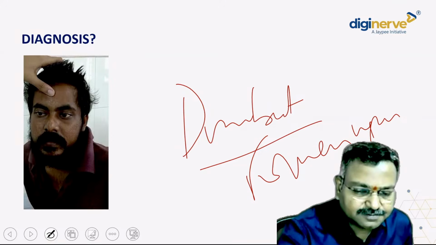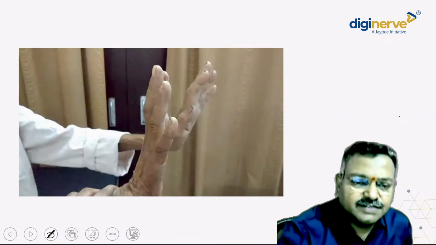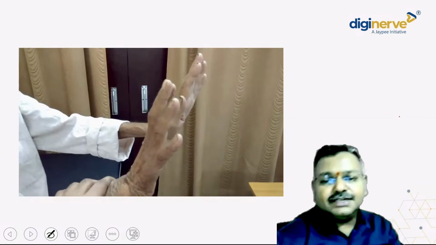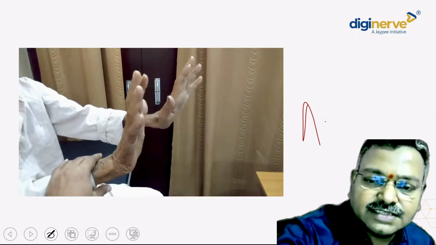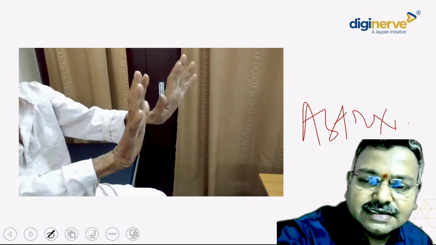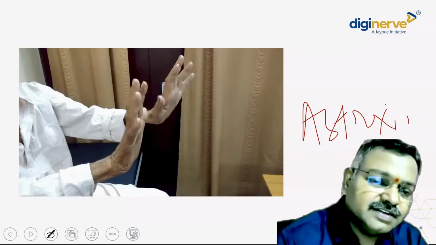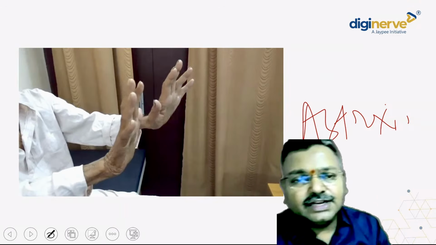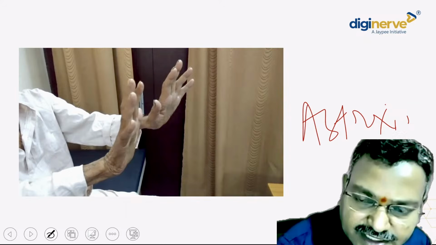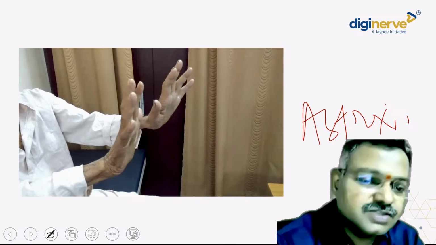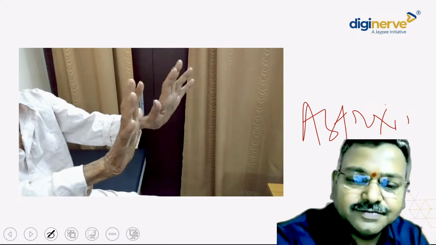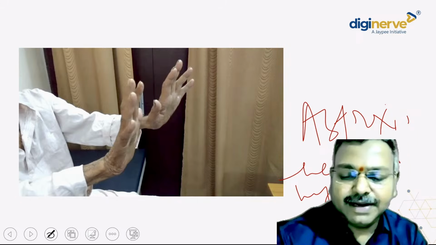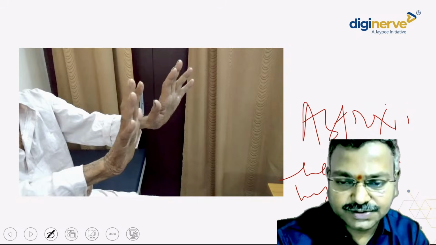So here is a very important clinical sign that you can see, what we call the flapping tremor, or otherwise called asterixis. You can see that commonly seen with hepatic encephalopathy, can be seen with uremic encephalopathy, can also be seen with carbon dioxide narcosis. Sometimes you can get it with drugs also. So this is a negative myoclonus, very characteristically seen with hepatic encephalopathy or carbon dioxide narcosis.